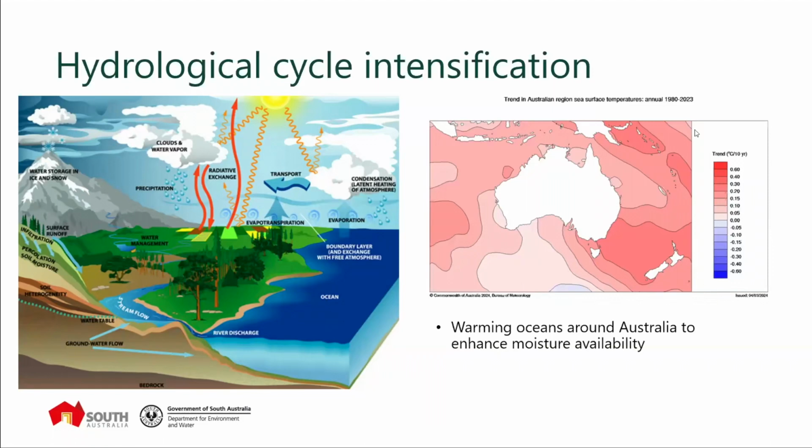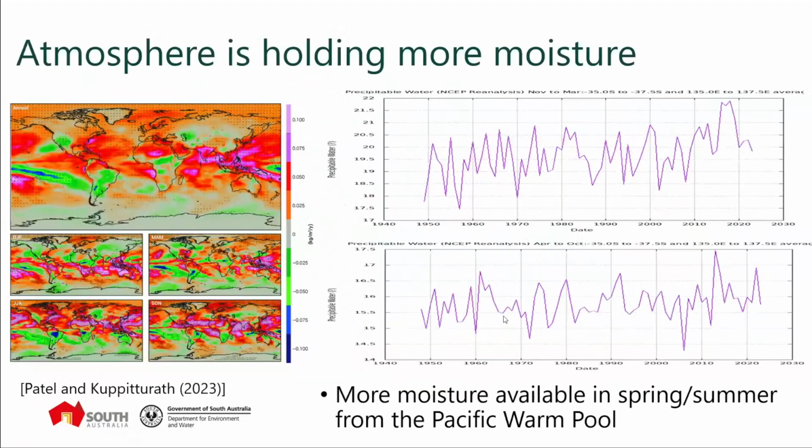One of the supports for that for Australia is the map on the right there of the trends in sea surface temperatures around Australia in the last few decades. Pretty clearly, everywhere is warming up, with more moisture around Australia. And if you look at trends in levels of moisture in the atmosphere, there's lots of work showing that there are increasing amounts of moisture in the atmosphere as a result of that.